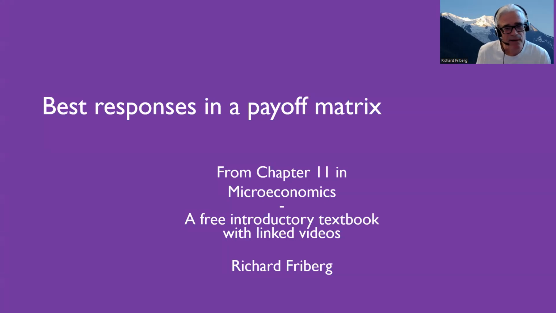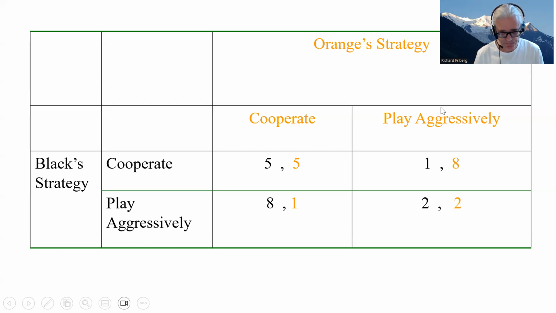So now we're going to be looking at best responses in a payoff matrix. We described before how we can illustrate simultaneous games in a payoff matrix. We now are interested in saying, can we predict? What can we say about what the players are going to choose? One tool for doing that is to look at the best responses in a payoff matrix.